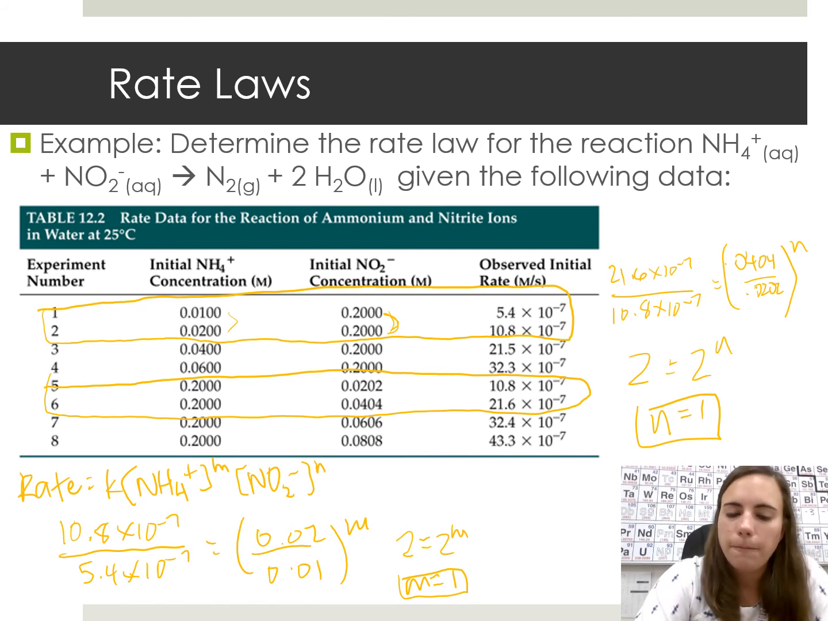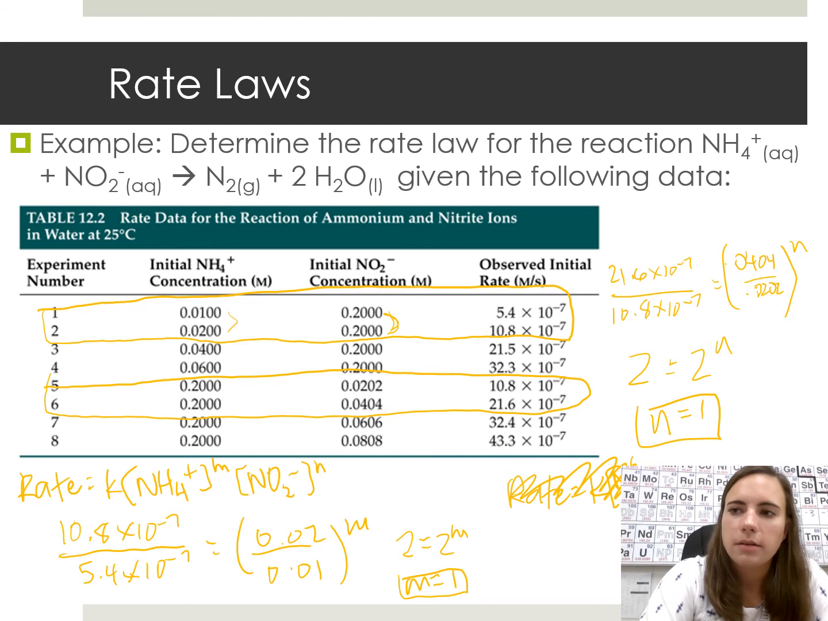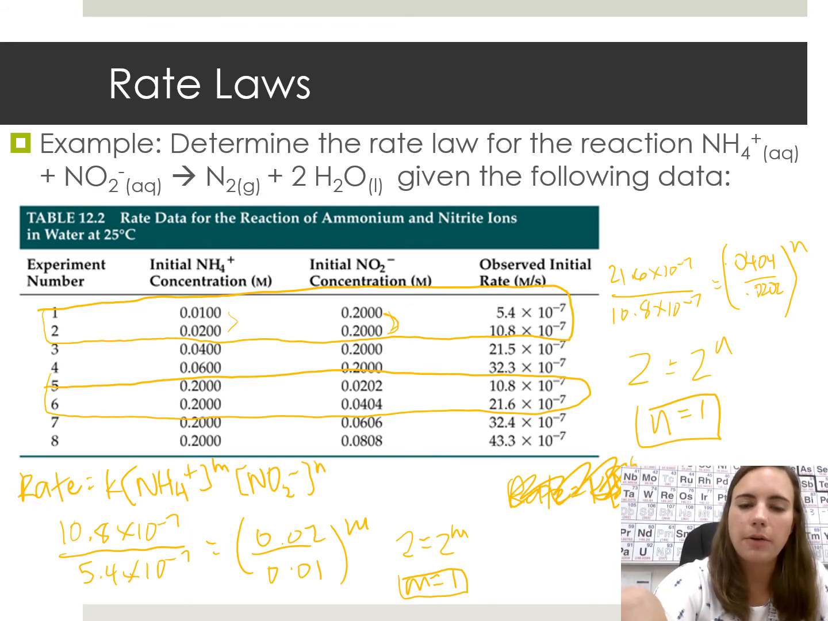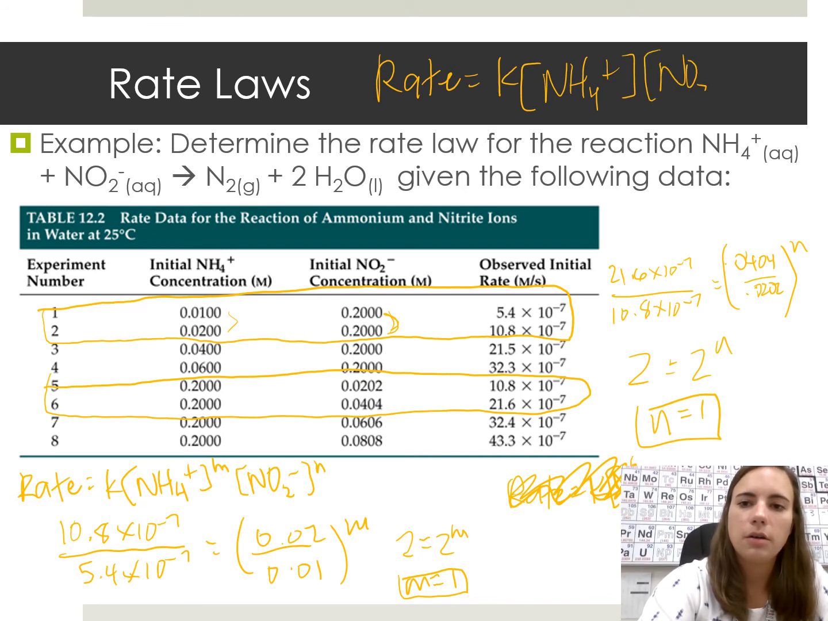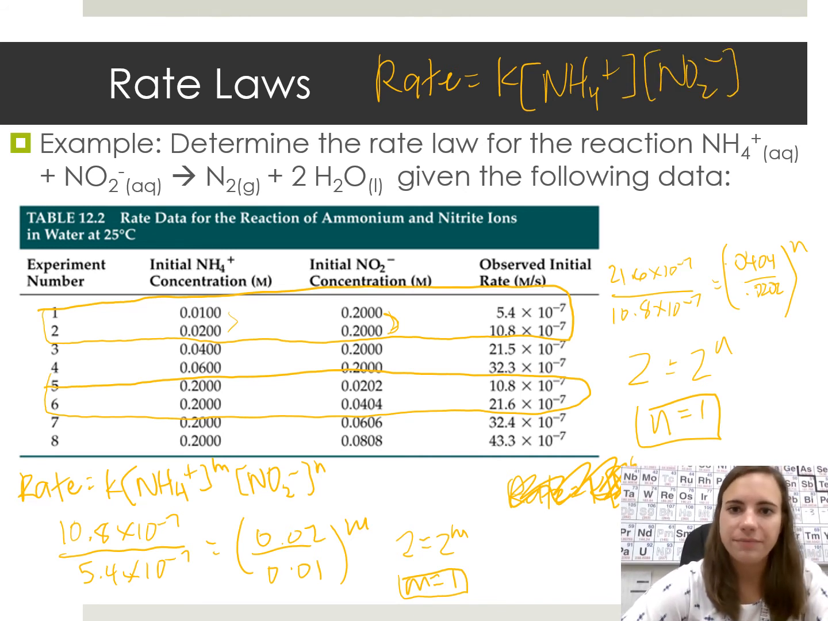So now I know that my rate law, rate equals K times the concentration of... Sorry, guys. I don't have room because of my video, so I'm going to pop up here at the top. Rate equals K times the concentration of ammonia times the concentration of nitrite. So that's my rate law.